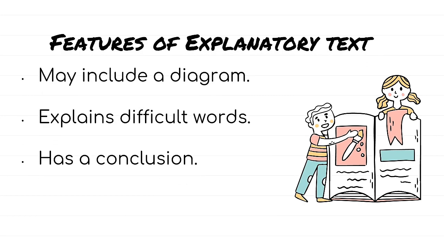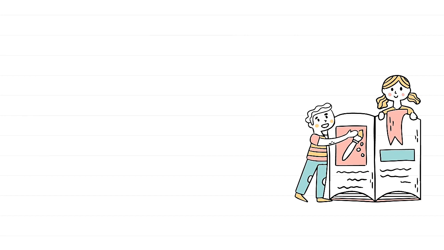The next features of explanatory text: first, it may include a diagram. If it is more scientific, of course, the diagram will be available. But since how to bath a kitten is something that is not that scientific, the diagram is not there, only the steps, right? And then it also explains difficult words. For example, do you still remember feline shampoo? That's a technical term or difficult words. And it also has a conclusion.